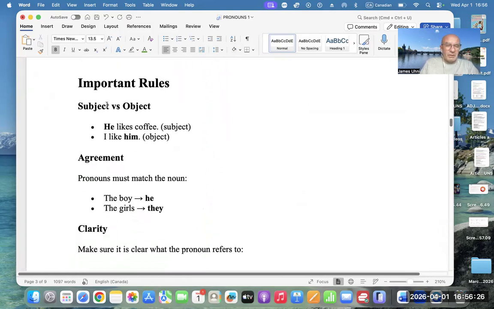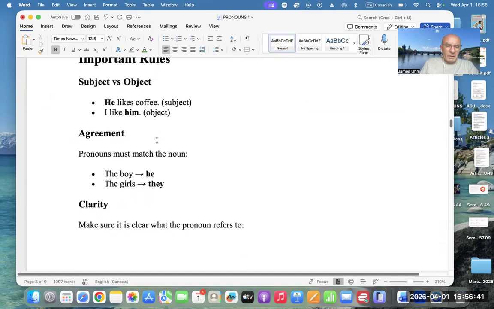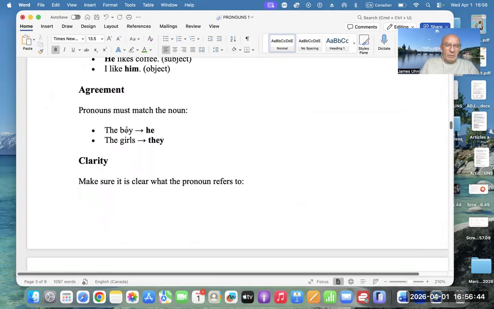We have subject versus object. He likes coffee. He like him. Sorry, I like him. So I is the subject, but him is the object. Agreement: the boy, he. The girl, they. But there is an S, so that's why there is they. Pronouns must match the noun.